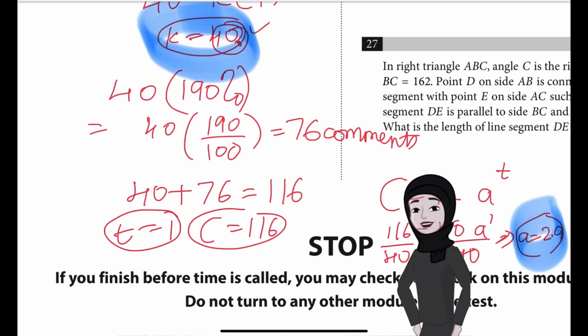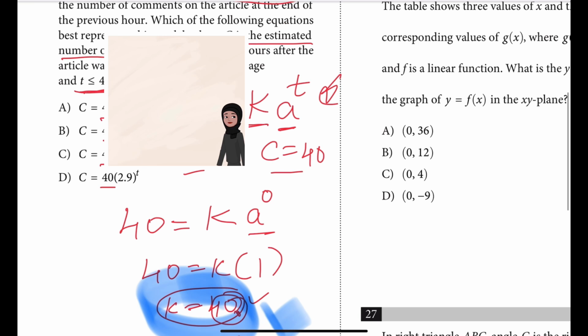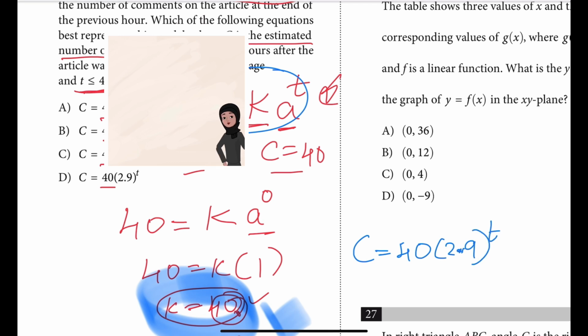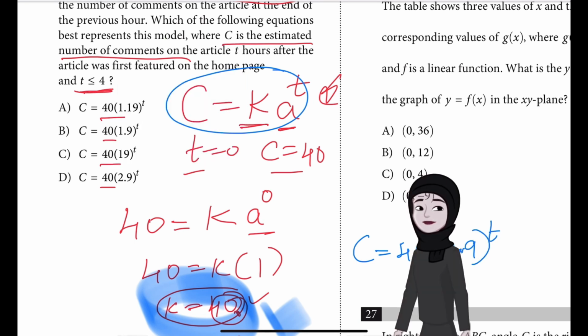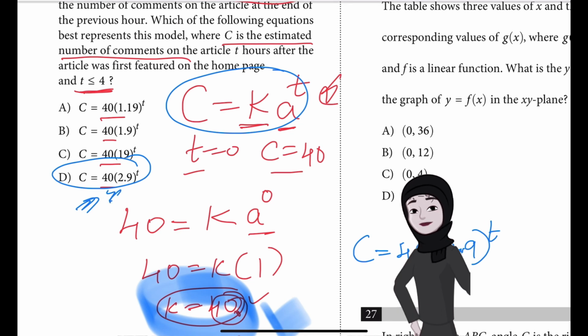So now we know both K as well as A. K is 40 and A is 2.9. So that means C is equal to 40 times 2.9 raised to the power of T, and that matches answer choice D, because in answer choice D we have K to be 40 and A to be 2.9.